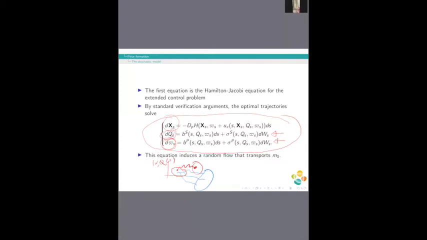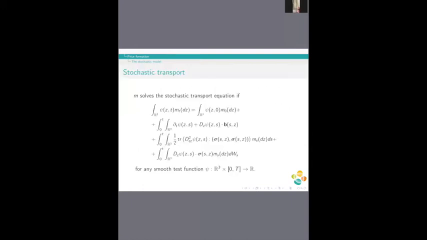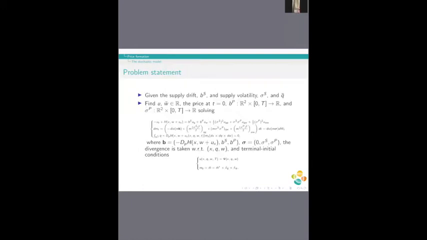So what we have associated to this stochastic equation is not a deterministic flow like the transport equation, but a random flow. And this is why we need to look at this stochastic transport equation. The big difference is that there is an additional term which has a Brownian motion. So this is a stochastic PDE, partial differential equation.